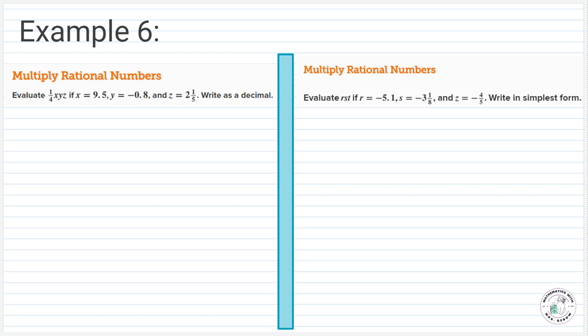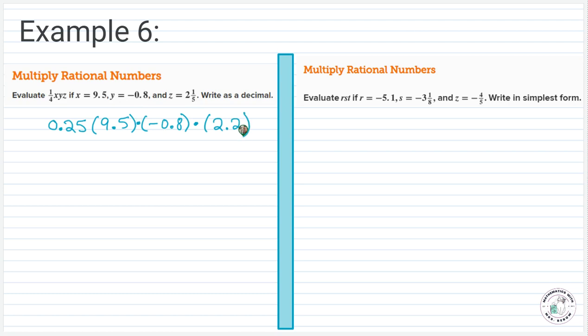So that 1/4, I'm going to go ahead and just rewrite it right now as a quarter, so 0.25, 25 hundredths. We're going to multiply that by x, which is 9 1/2. And then we're going to multiply by y, which is -8/10. And then we're going to multiply by z, which is 2 1/5, and that is the same as 2 2/10. So I have rewritten all of this in decimal form.